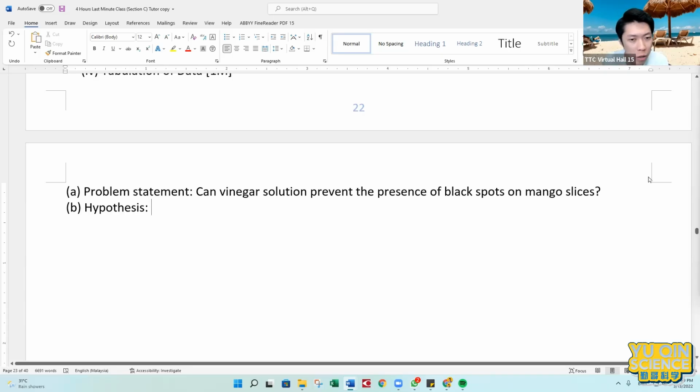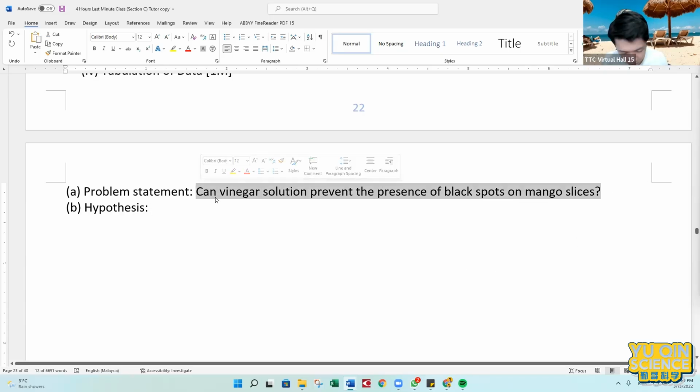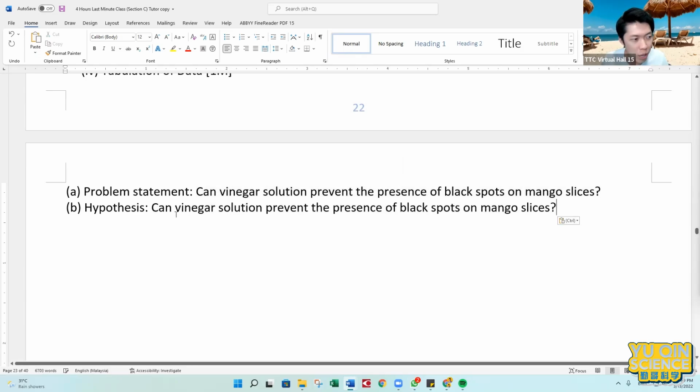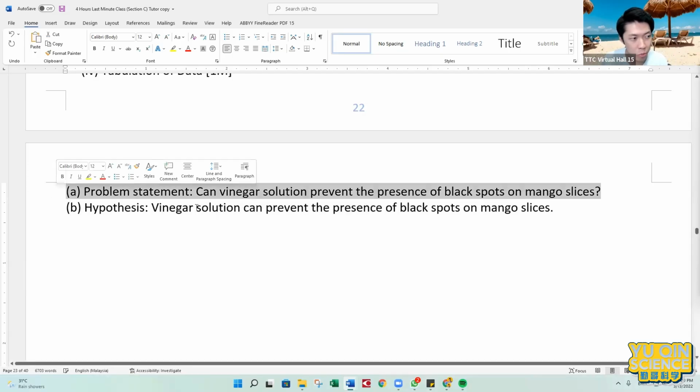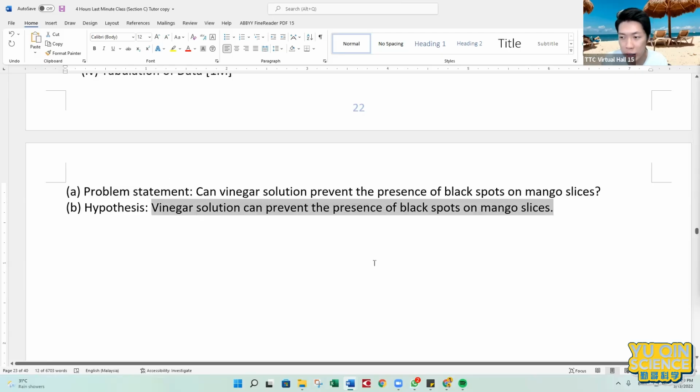But there's another simpler way, which is to copy this, paste, throw the first word, throw the question mark, change it to full stop. There you go. Copy from above, from your problem statement, bring it down and change what is necessary. Maybe you want to bring the can to this part.